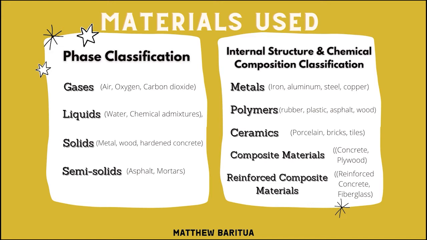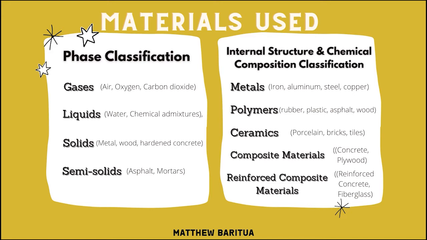So we also have ceramics. These are inorganic, non-metallic solids that are made up of either metal or non-metal compounds that have been shaped and then hardened by heating to high temperatures. Examples are porcelains, bricks, and tiles.